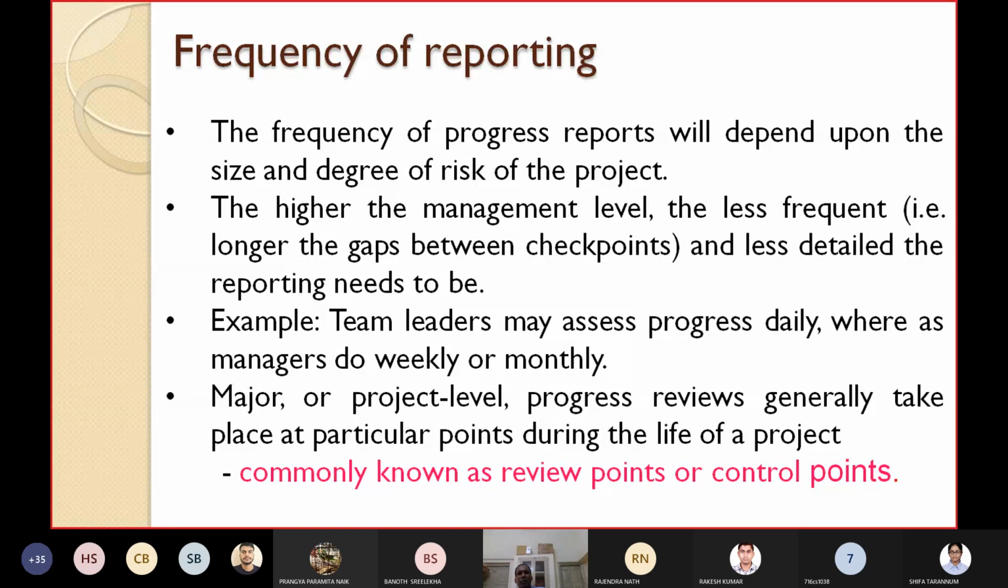What is the size of a project? How much risk is involved there? So the frequency of the progress reports will depend upon the size of the project as well as the degree of risk of the project.